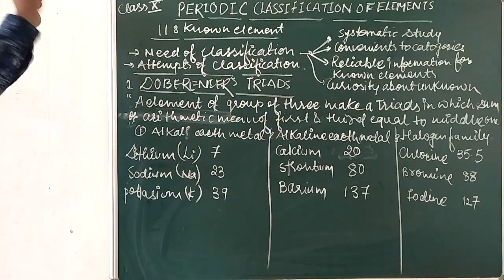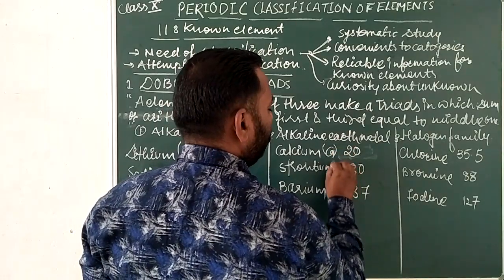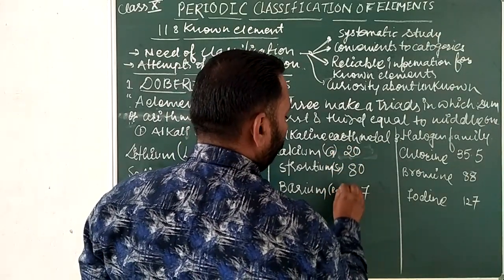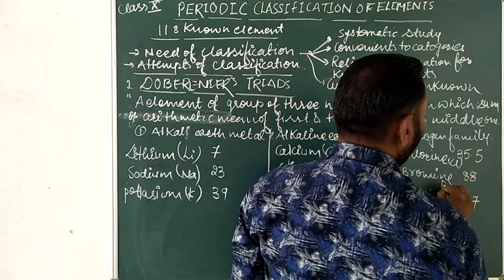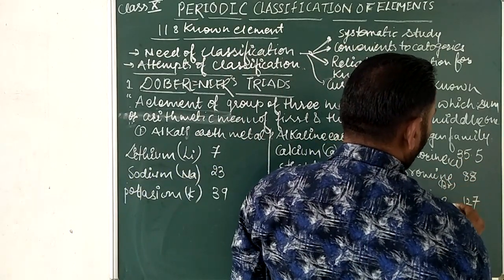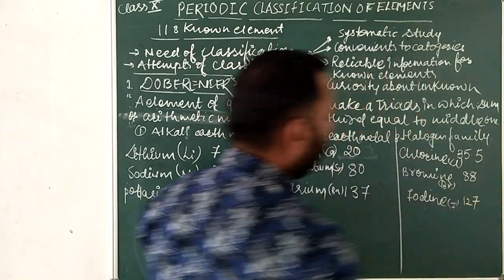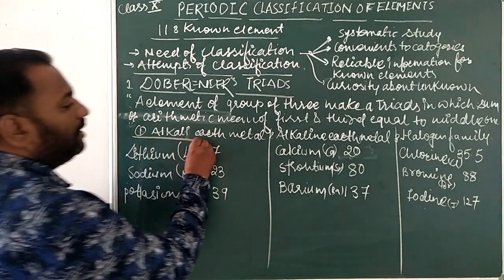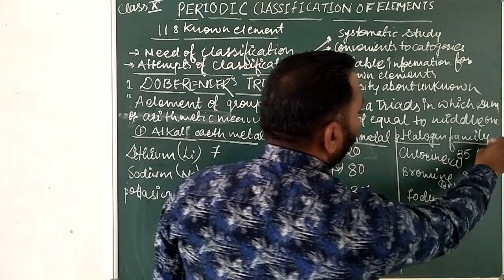Okay, so this one is for that, like calcium symbol is Ca, strontium is Sr, and this one Ba. Okay, and this chlorine is Cl. You know about that. Bromine Br, and this is iodine, that is I. Okay, so in such a way, these are the examples for us. That is the alkali metal group. This is the alkaline earth metal, and this is the halogen family.